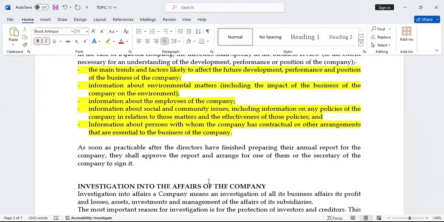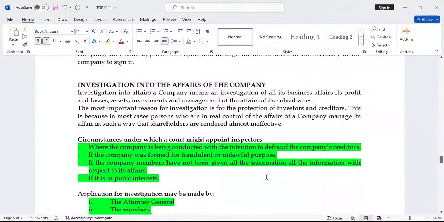So, investigation into the affairs of a company. We can wind up by looking at this particular area. Sometimes the affairs of a company can actually be investigated. From the word investigate, most of the time when you hear the term, then in Kenya, we think more about the DCI carrying out investigations, maybe pertaining to a murder case or something.